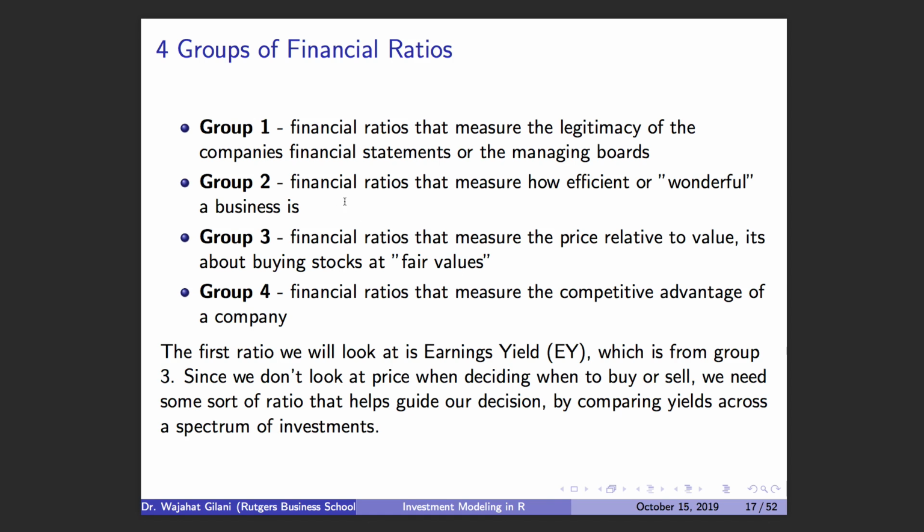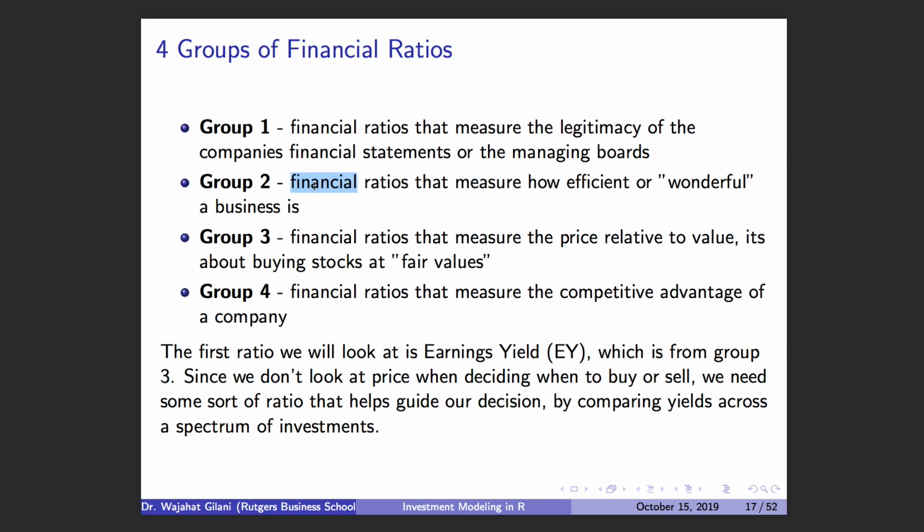Great story. So Group 2 ratios are more the fun ratios. Group 2 ratios are basically the ratios that say, hey, this is a wonderful business or a great business. And we'll talk about that a little bit more later when we talk about ROC. And Group 3 ratios are basically the ratios that say, hey, you know what? The price of this stock is a fair value. That is the first ratio we'll look at, earnings yield. The earnings yield is from this Group 3, and that's one we're going to do in this lecture.